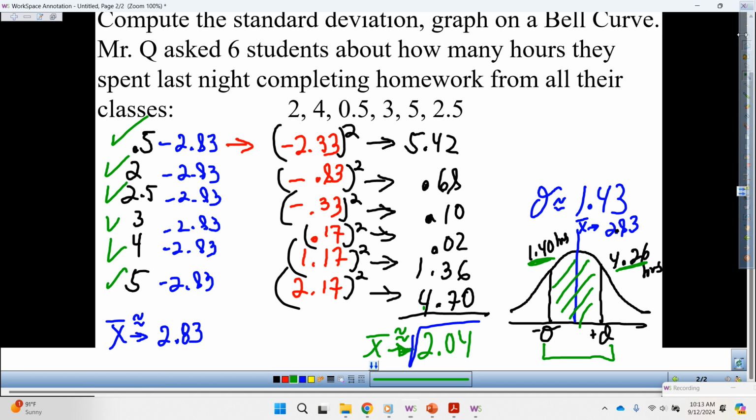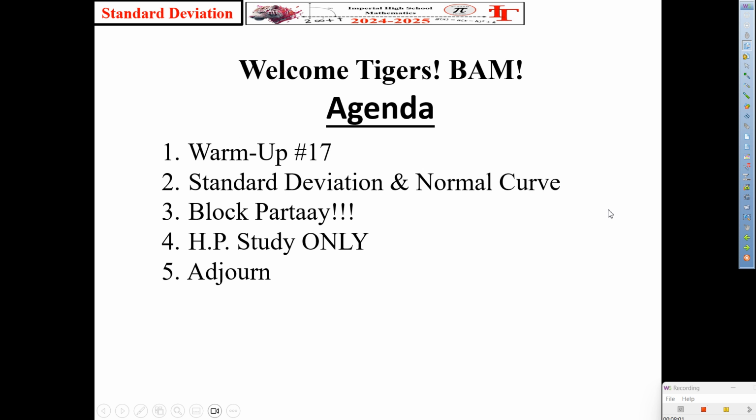All right. Copy the agenda, please. Warm-up number 17 is done. We're still in the middle of standard deviation and normal curve. Block party, I'll address that a little bit more in a little bit. And tonight's study. Yeah, because tomorrow's Friday. Tell you what's going on tomorrow. Let's go. We got this. Colleen.